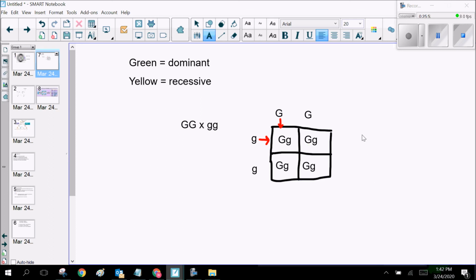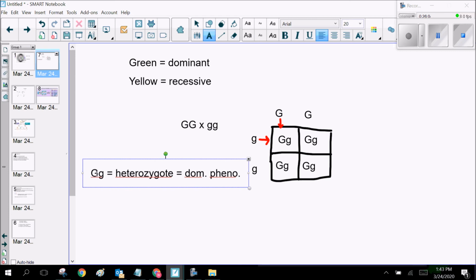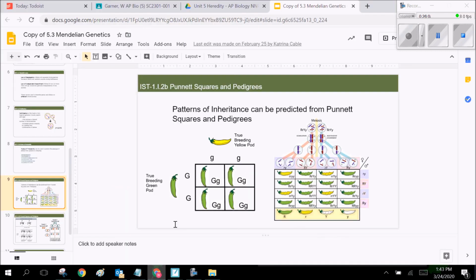And if you notice, big G little g is the heterozygote condition. Because the heterozygote condition has a copy of the dominant allele, it's going to show the dominant phenotype. So that's why they were all green. Okay, so that should make a whole lot of sense. All of those are green, and that was amazing to Mendel.